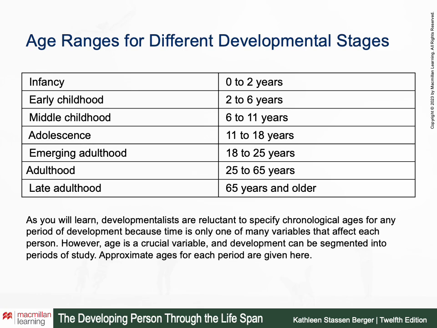Again, development can happen, right? It's a little bit fluctuating, but usually we're talking about infancy, 0 to 2 years, early childhood, 2 to 6, middle childhood, 6 to 11 years, adolescence, 11 to 18, emerging adulthood, 18 to 25 years, adulthood is 25 to 65, and late adulthood is 65 years and older. We will be covering all of these different developmental stages throughout our class.